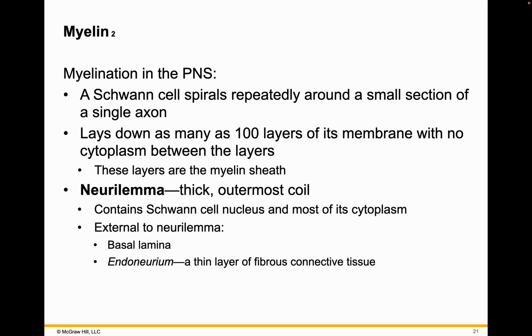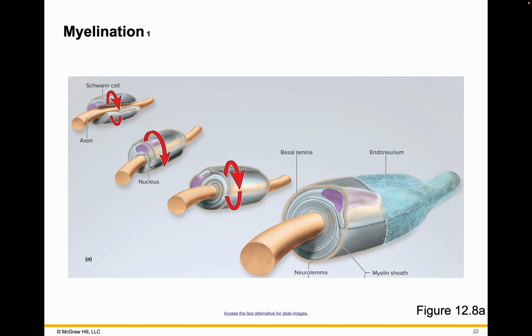A Schwann cell will spiral repeatedly around a small section of a single axon, laying down as many as 100 layers of its membrane with no cytoplasm between the layers. These layers make up the myelin sheath. The outermost neurolemma contains the Schwann cell nucleus and most of its cytoplasm. It is external to the myelin sheath, just under the basal lamina and the endoneurium, a thin layer of connective tissue, as shown here.